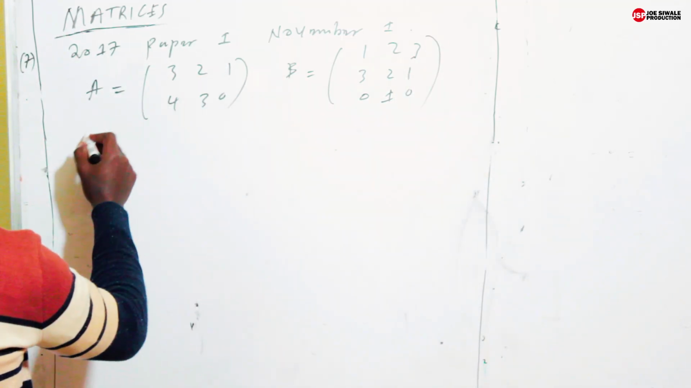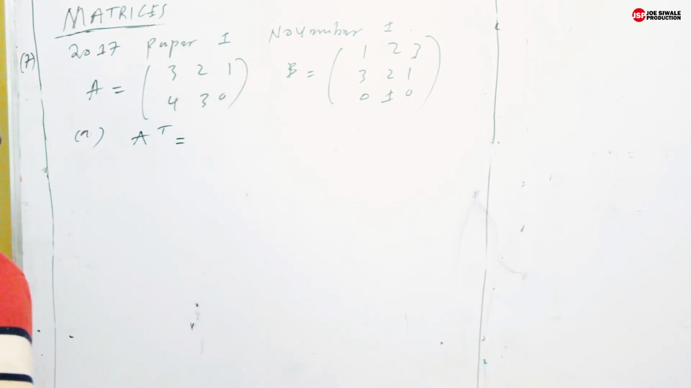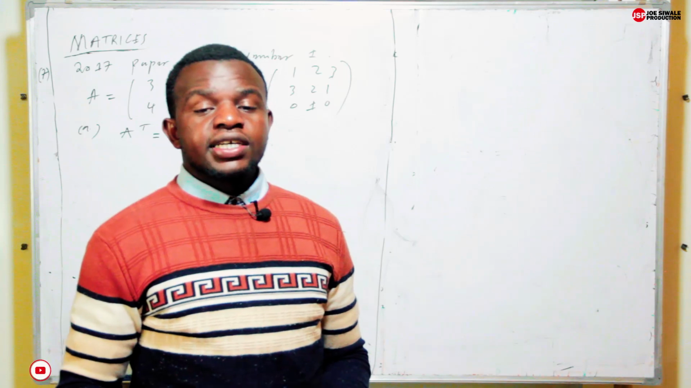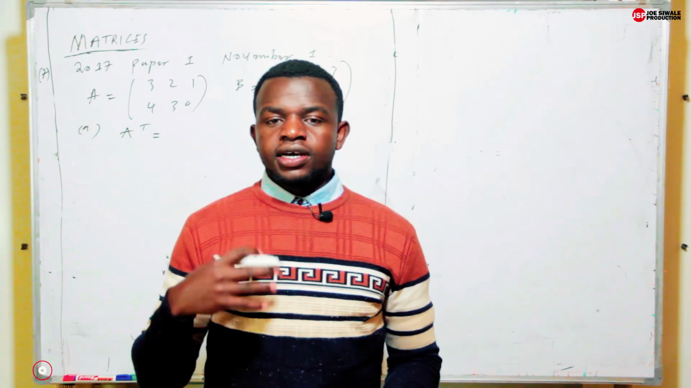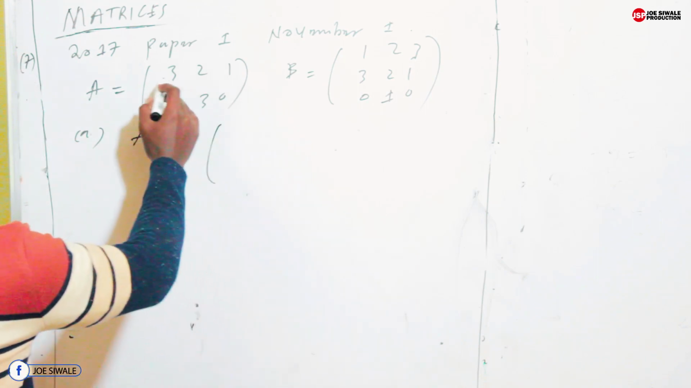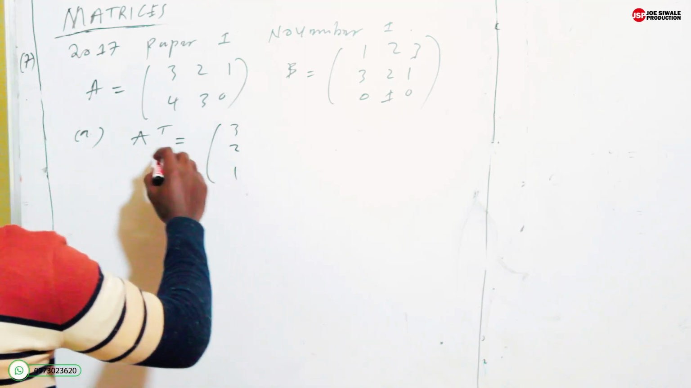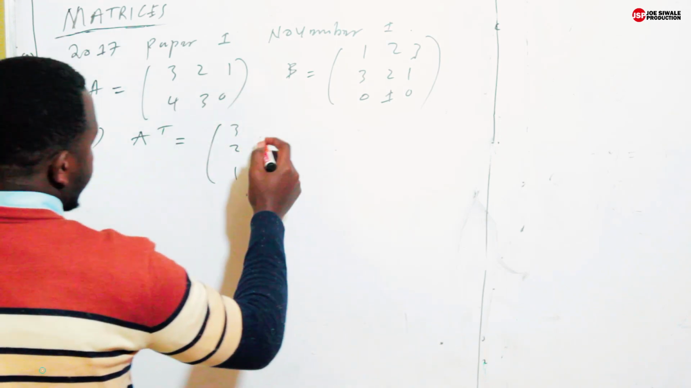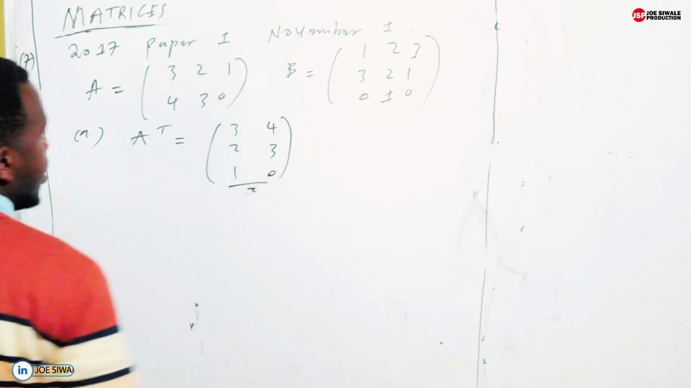Our first question requires us to find the transpose of matrix A, and we say that when we are finding the transpose of any matrix, you just interchange or swap the rows to become the columns and the columns to become the rows. So for us to find our answer there, we're going to change these rows to become columns. So we're going to have 3, 2, 1, and we're going to change our second row there to become the second column. So we're going to have 4, 3, 0. So that's going to be our answer.